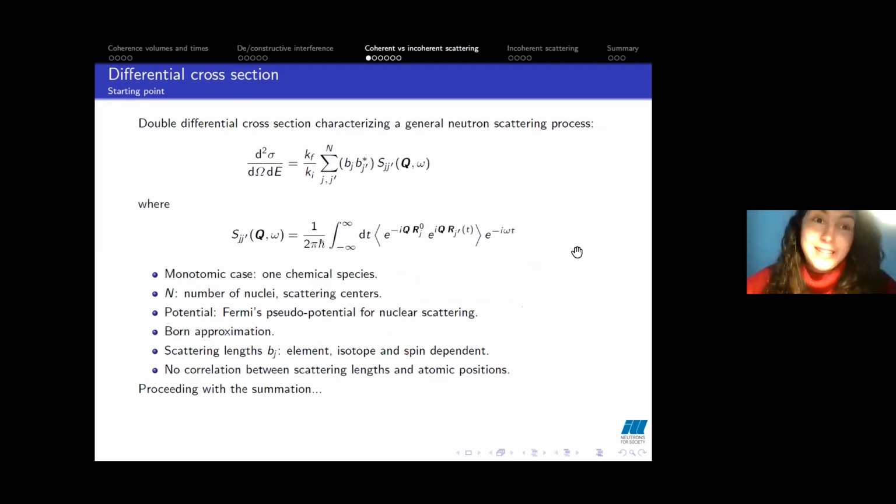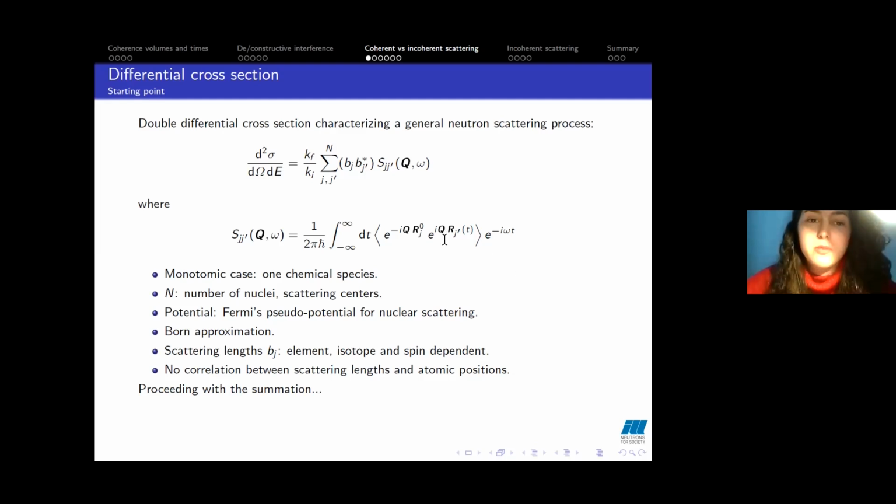And yeah, so I will move on to the next block of my seminar, which has a lot of equations, to be honest, but I'll try to be clear. First of all, this is the starting point. So we're starting from the double differential cross-section that characterizes a general scattering process, the neutron scattering process. And Pontus talked about this before, so I hope everyone has it fresh, but just a few reminders.